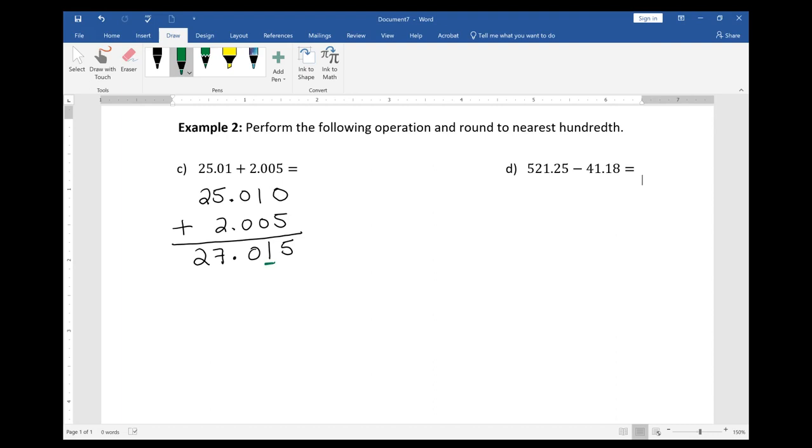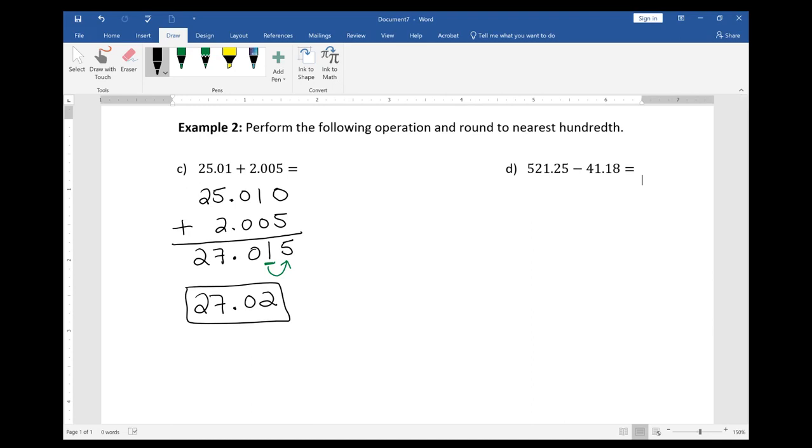Again, that's this digit right here. Look to the number on the right. Since 5 is greater than or equal to 5, then the 1 in this case will become a 2. So our rounded value, 27.02.